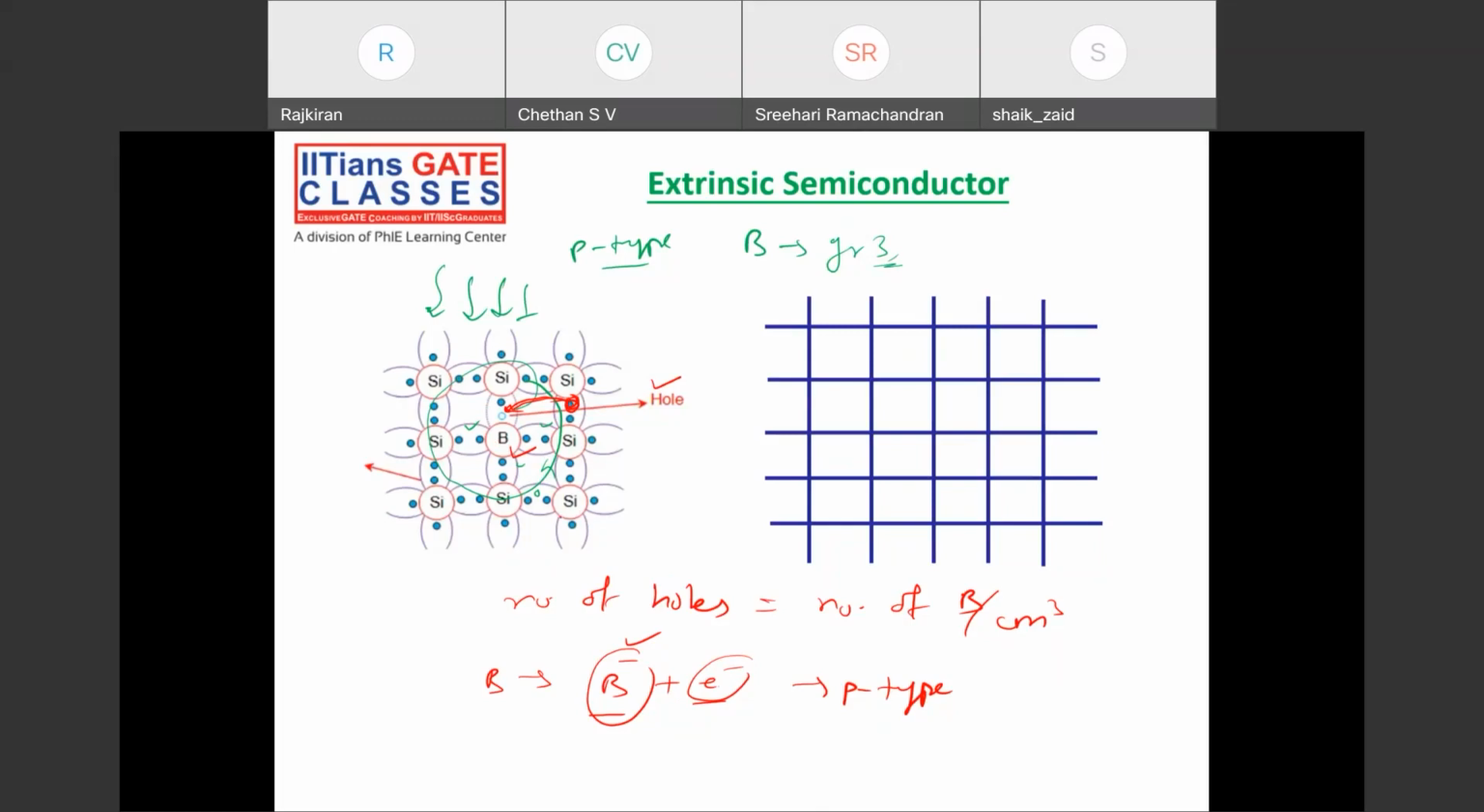Okay. So all the boron atoms will accept one electron, become negatively charged, and give one hole. Right. Okay. So is a p-type semiconductor electrically positive, neutral, or negative?